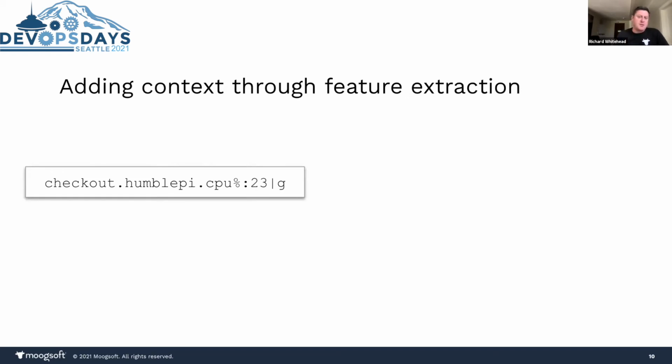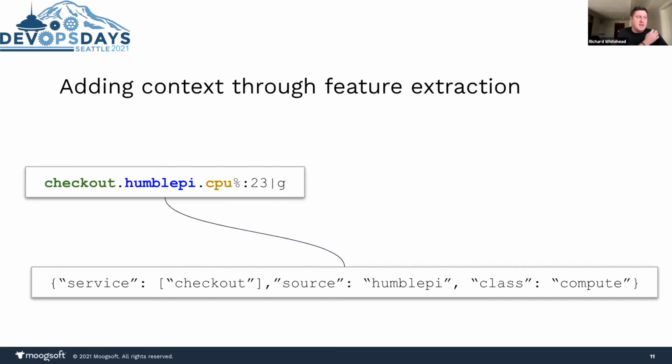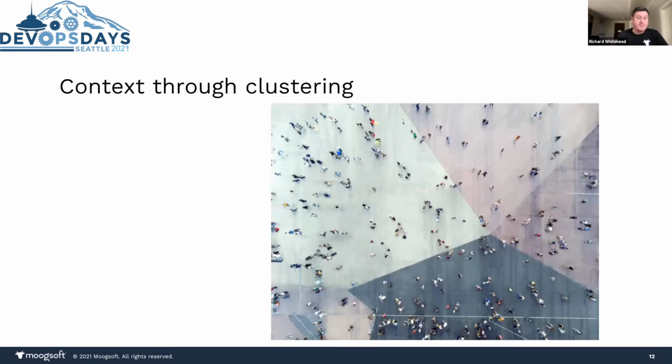And here's another example. We're going back to our checkout raw datum. We can see here that you can actually do feature extraction to extract data. So we can see here that there's a host name in there. There's a service name in the case of checkout. And the fact that it's CPU means we can class it as a compute resource. So actually taking a lot of good information out of that.